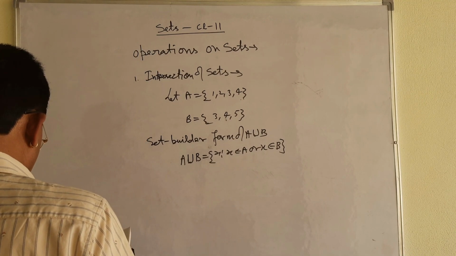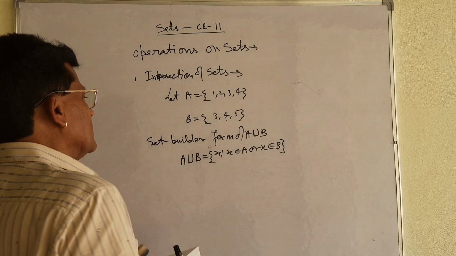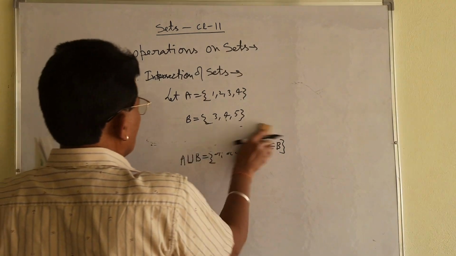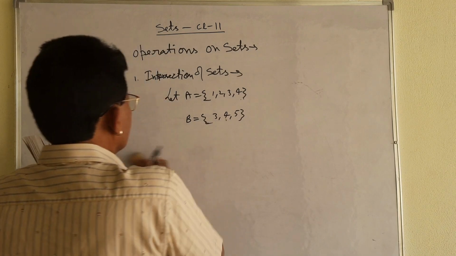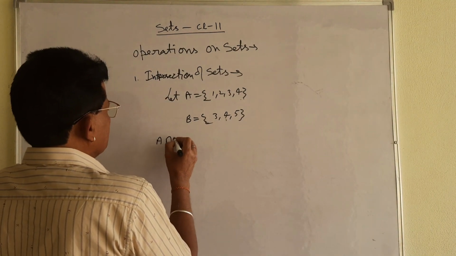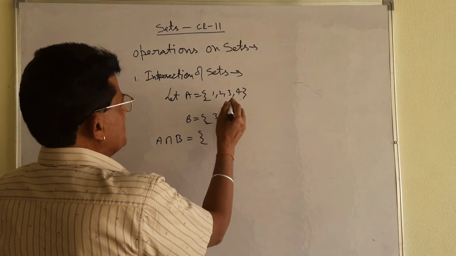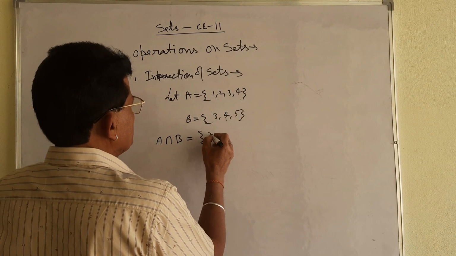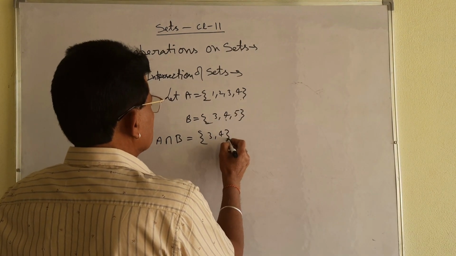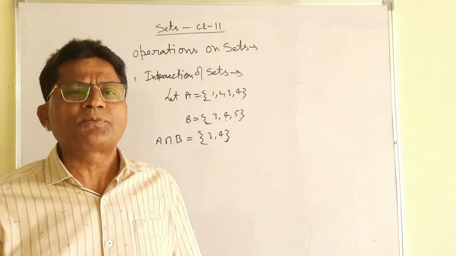Let me take the intersection of the two sets. Both the examples I will take over here. Intersection of the sets. Let me take A intersection B. As I told you, the inverted symbol. Only you take the common elements. 3 is here also, 3 is there also, so you take 3. 4 is here also, 4 is there also, so you take 4. Only common elements you will have to take in the intersection of two sets. That is the intersection of two sets.